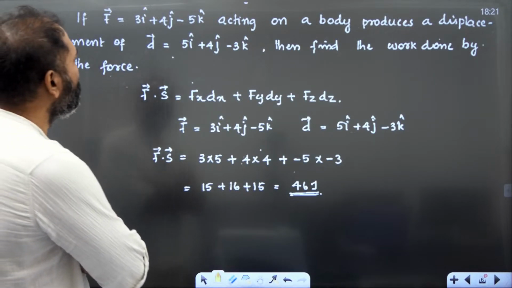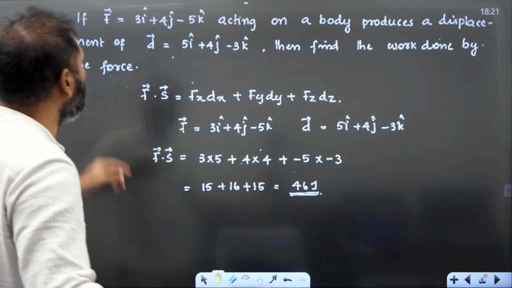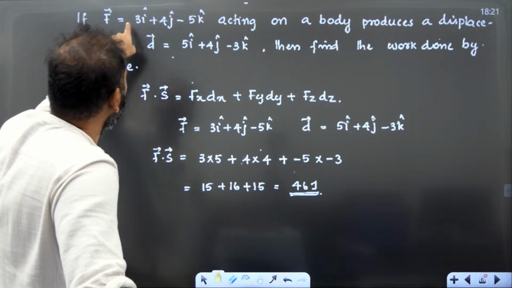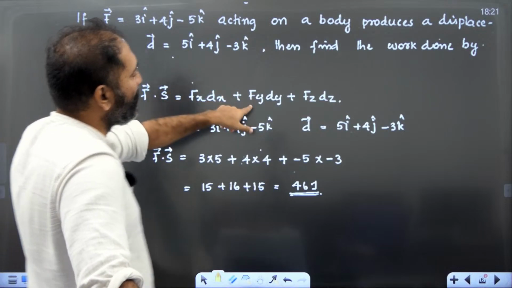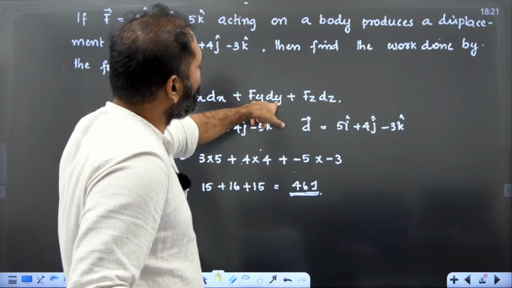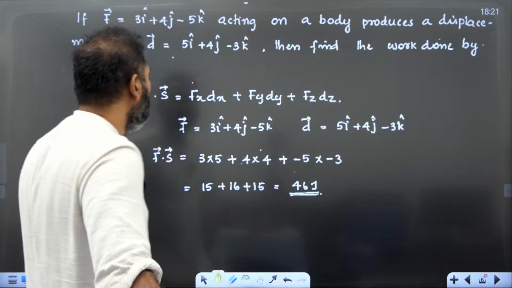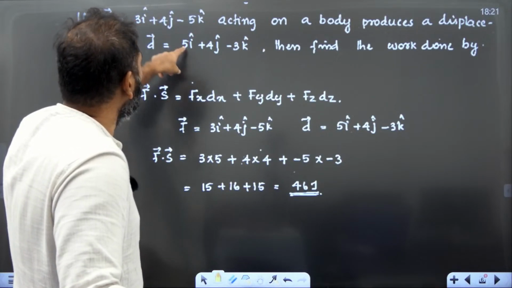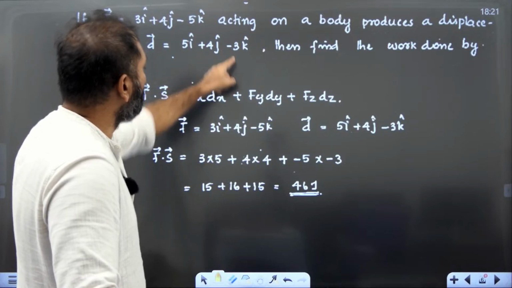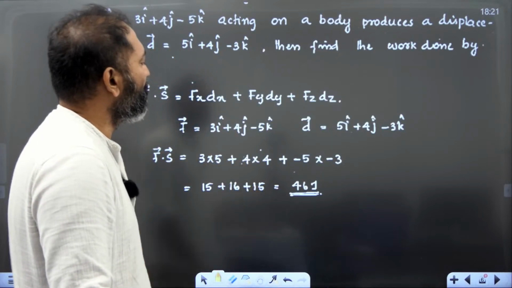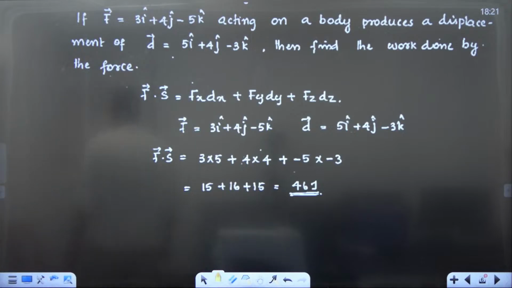What is work done? Dot product, which we have already discussed. How to find out the dot product? Fx, the x component of force into the x component of displacement, plus the y component of force into the y component of displacement, plus the z component of force into the z component of displacement. So how to multiply? 3 into 5, 15, 4 into 4, 16, minus 5 into minus 3, plus 15. What is the answer? 46 joule. This is the answer for work done.